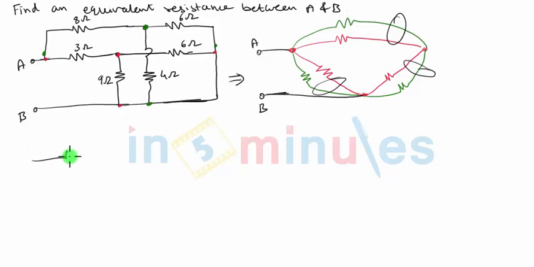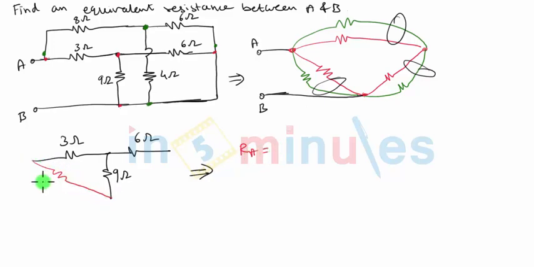So let me first consider the inner star network. The inner star network had resistors 3 ohm, 6 ohm and 9 ohm. This will give me first delta network RA. RA will be connected here. This is my RA. It will be nothing but R1 plus R2 plus R1 R2 / R3. So that will be 3 plus 9 plus 3 into 9 divided by the third resistor, which is 6.